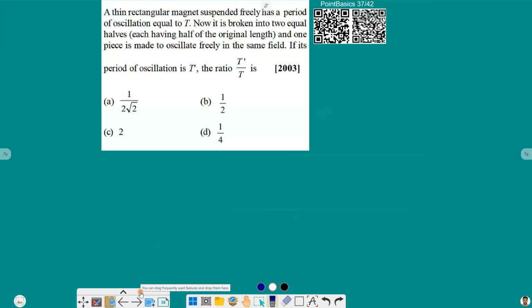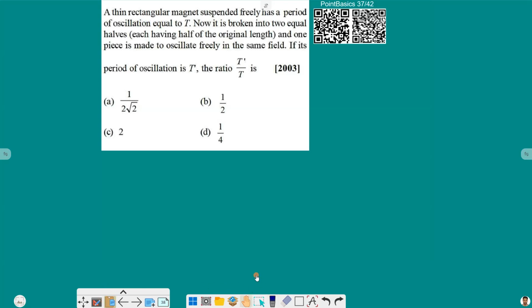A thin rectangular magnet suspended freely has a period of oscillation equal to T. Now it is broken into two equal halves, each having half of the original length. One piece is made to oscillate freely in the same field. The period of oscillation we have to find out.